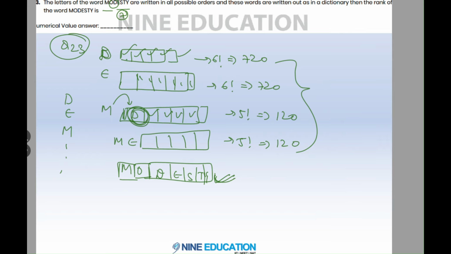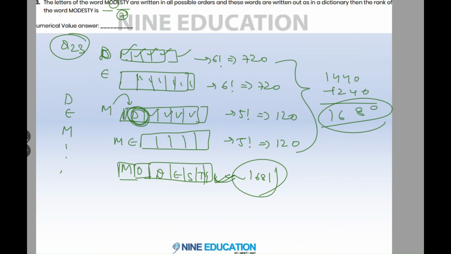Add them up: 720 plus 720 is 1440, plus 240. So 1680 words come before it. After 1680 words, we are going to have MODESTY. That will be word number 1681. So that is the rank. 1681 is the correct answer.